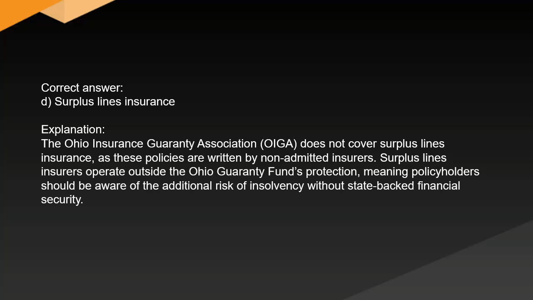Correct answer. D. Surplus lines insurance. Explanation. The Ohio Insurance Guarantee Association, OIGA, does not cover surplus lines insurance, as these policies are written by non-admitted insurers. Surplus lines insurers operate outside the Ohio Guarantee Fund's protection, meaning policyholders should be aware of the additional risk of insolvency without state-backed financial security.